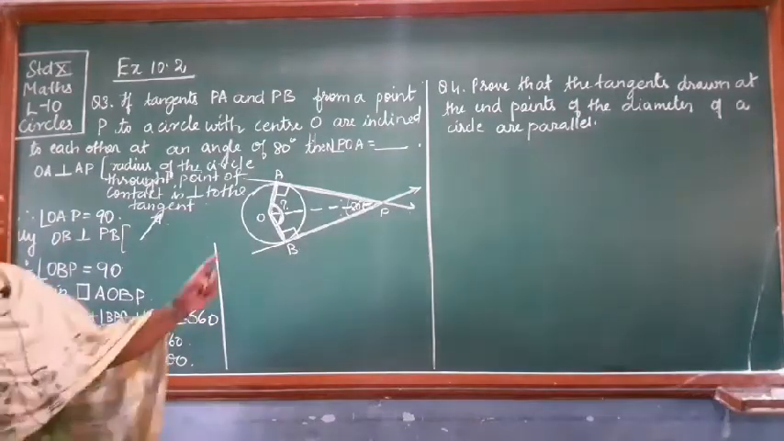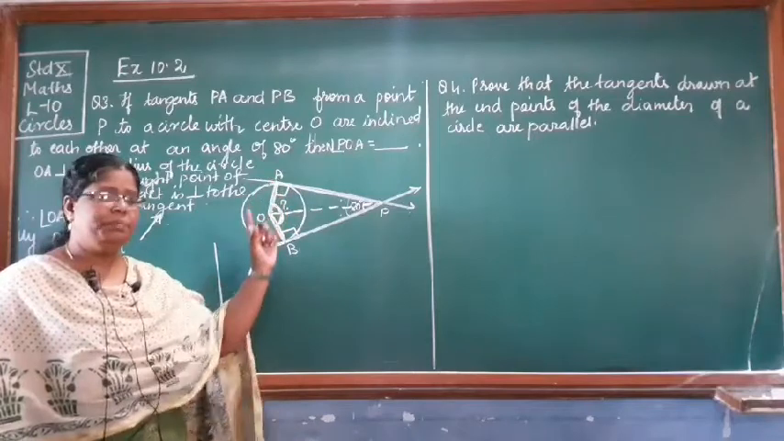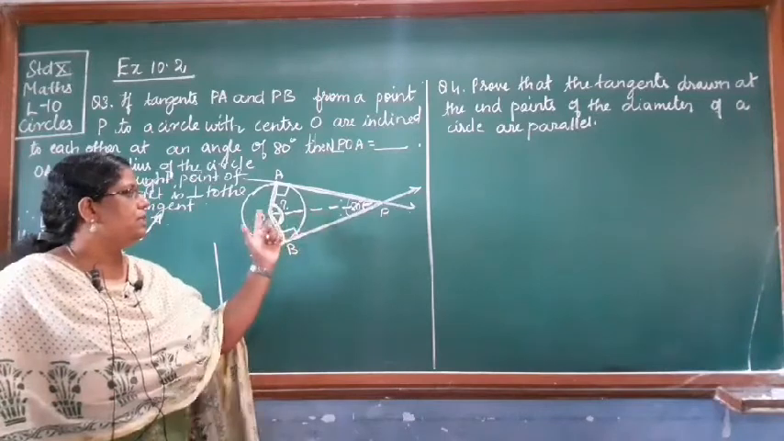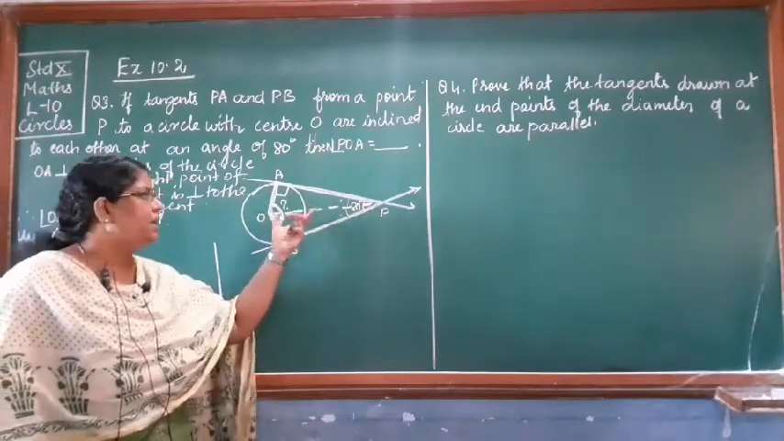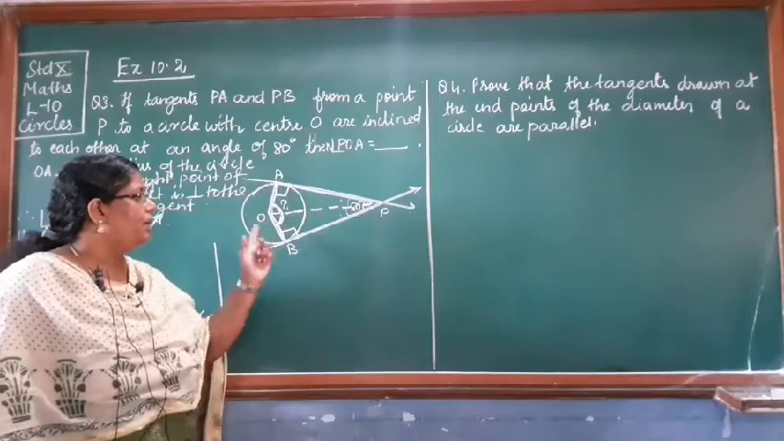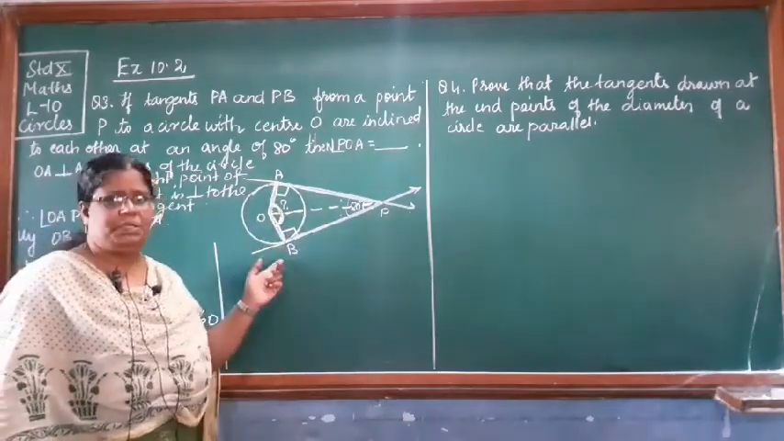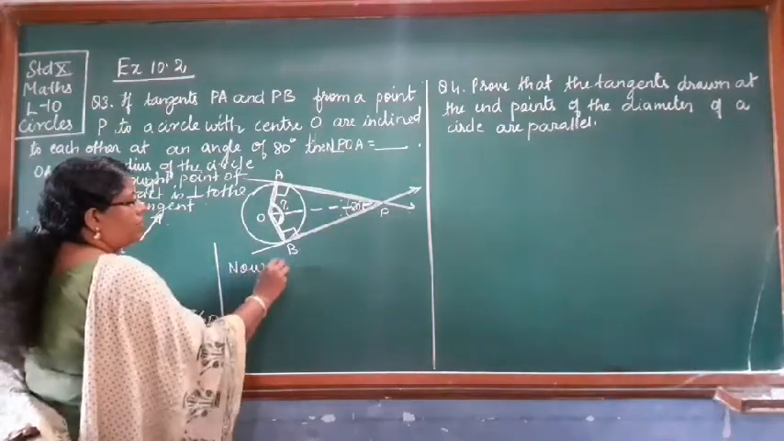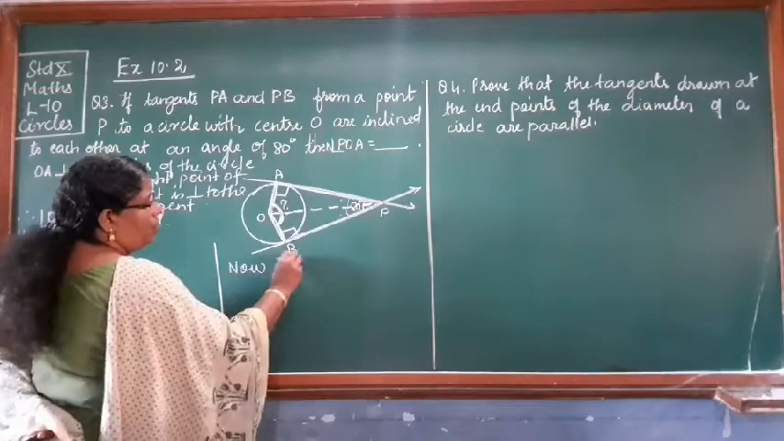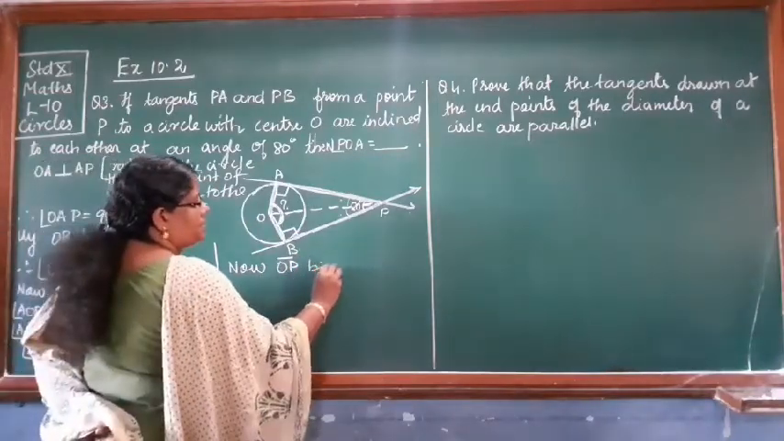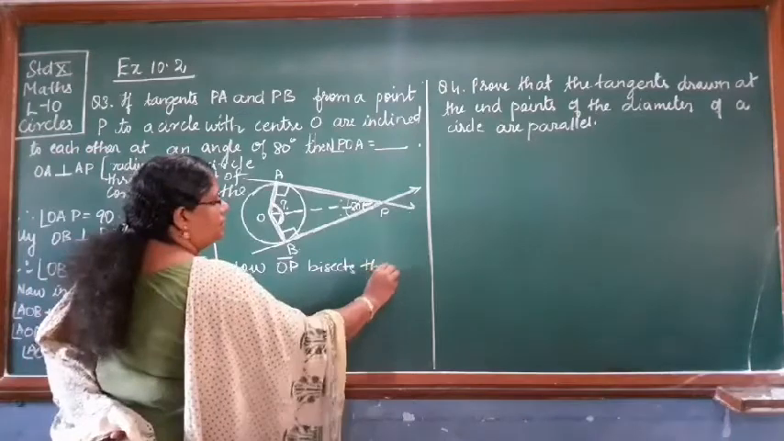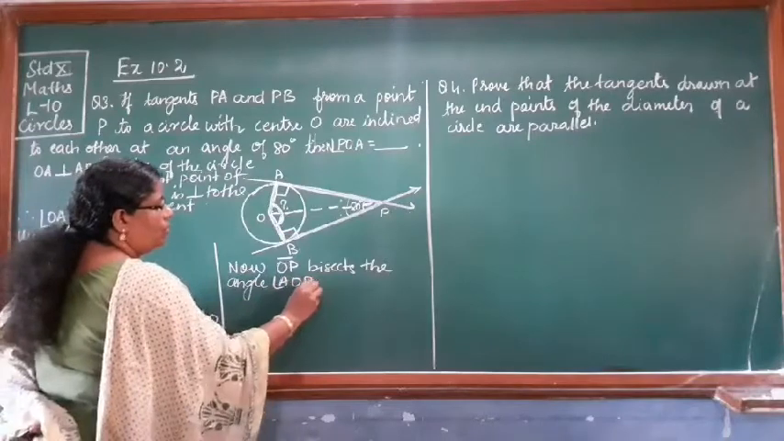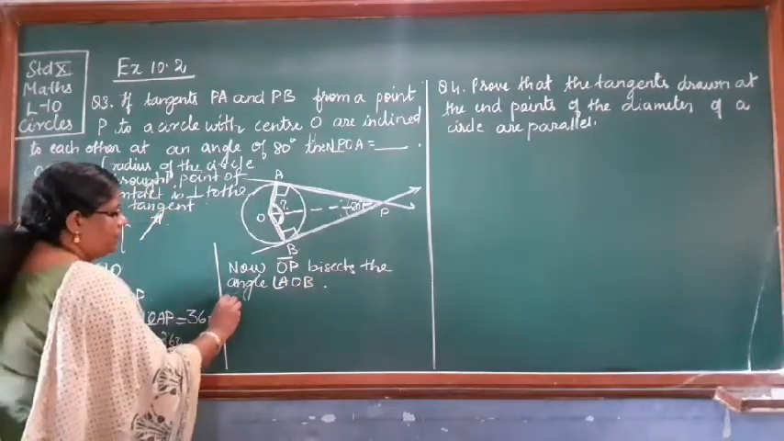Now, when tangents are drawn from the external point P to the circle, then the OP, which is the line joining the center with that point, bisects the angle AOB and also the angle APB. Okay? So here we can write, now OP line segment bisects the angle AOB.